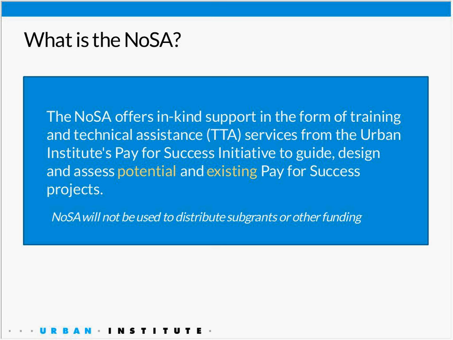But to get you started, this is what the NoSA is. It offers in-kind support in the form of training and technical assistance from us here at Urban with the Pay for Success initiative to guide, design, and assess potential and existing Pay for Success projects. And again, just another reminder that these are services only and not funding. But that's kind of the crux of the NoSA. So if you read through it, you'll get a similar introduction to the one you got today, to the initiative, to Urban, if we're new to you as well, to our training and technical assistance, and then you'll find the application pieces on those last 4 pages.